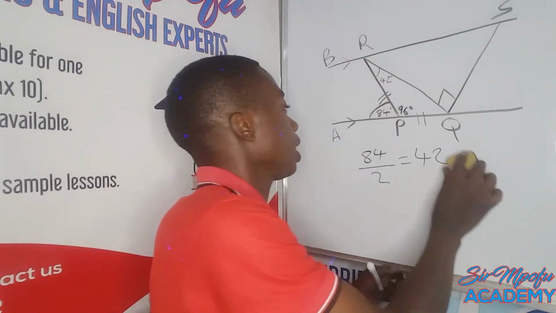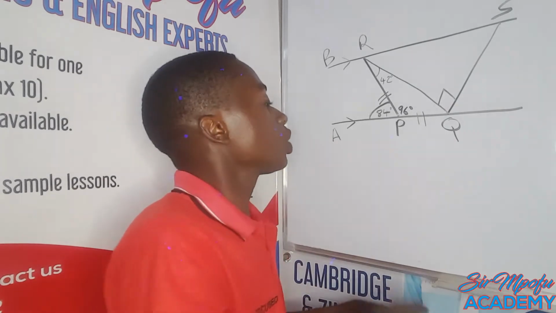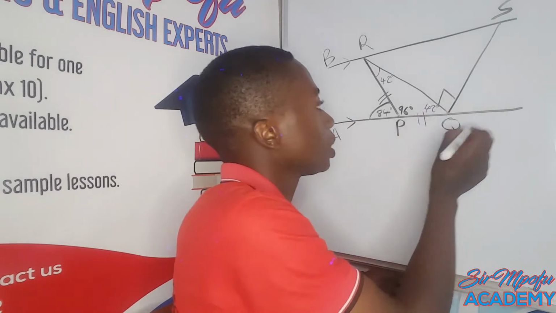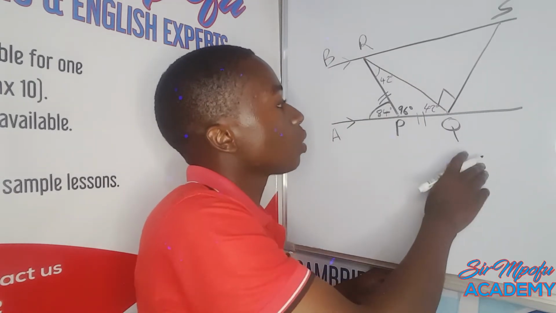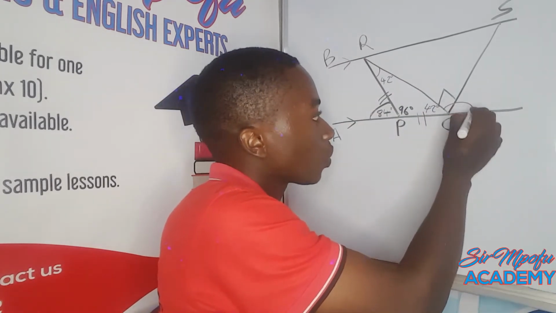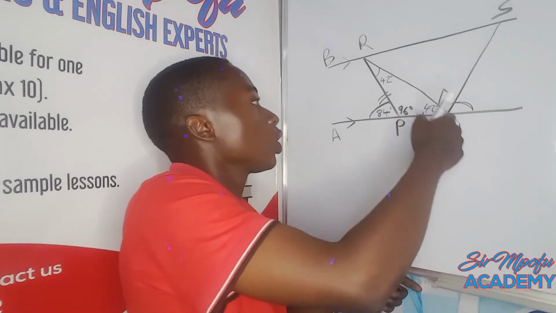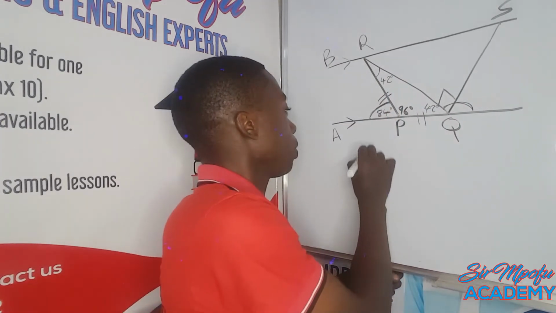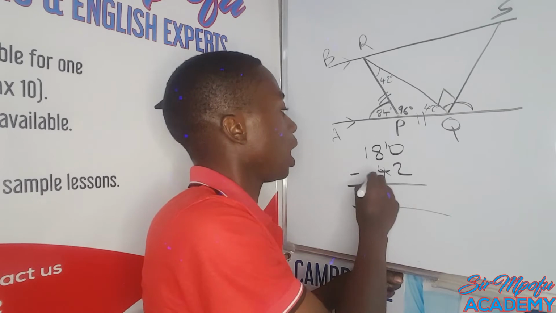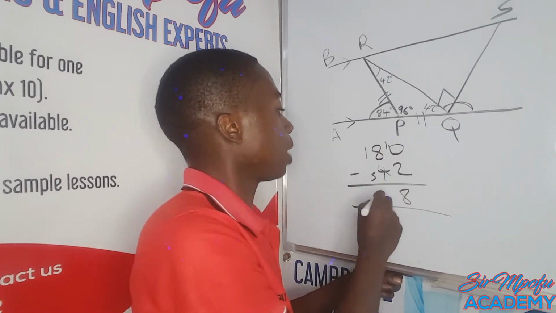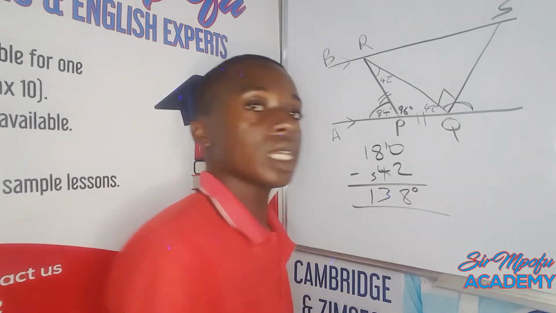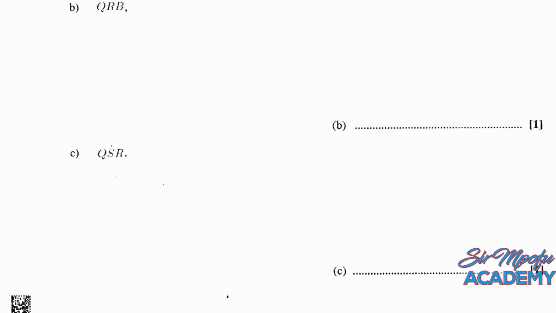QRB. For us to get QRB, it's very simple and straightforward, because if this is 42 degrees, QRB is going to be equal to 180 minus 42, because I want you to check these are Z angles. So this angle from here to here is similar to QRB. So we say 180 minus 42, that's QRB. So this becomes 8 and this becomes 3. It means QRB is 138 degrees. That's QRB. Let us solve the next one.